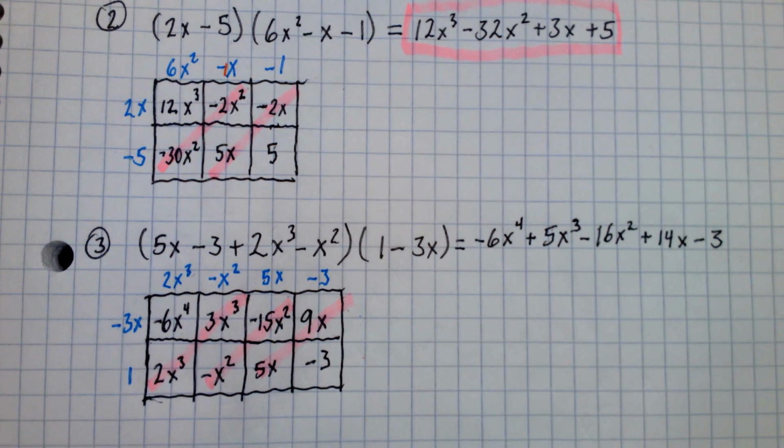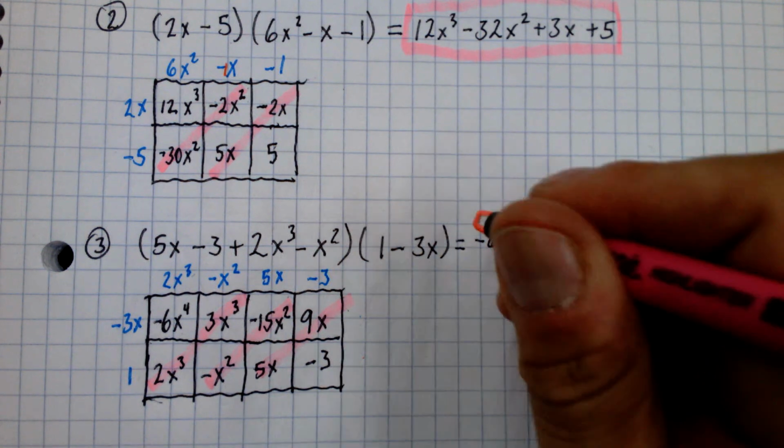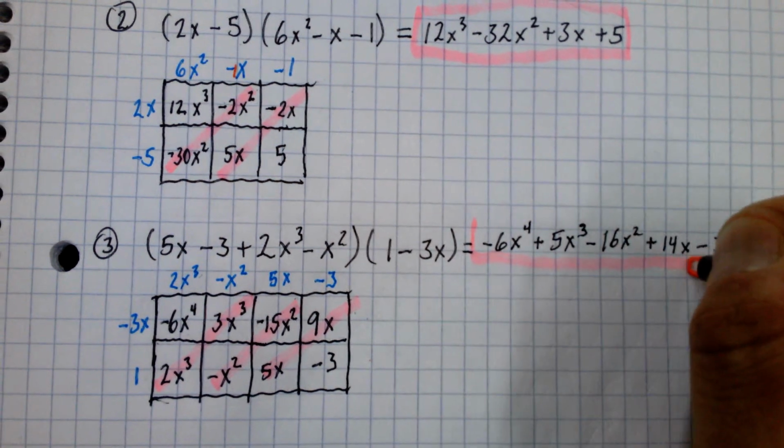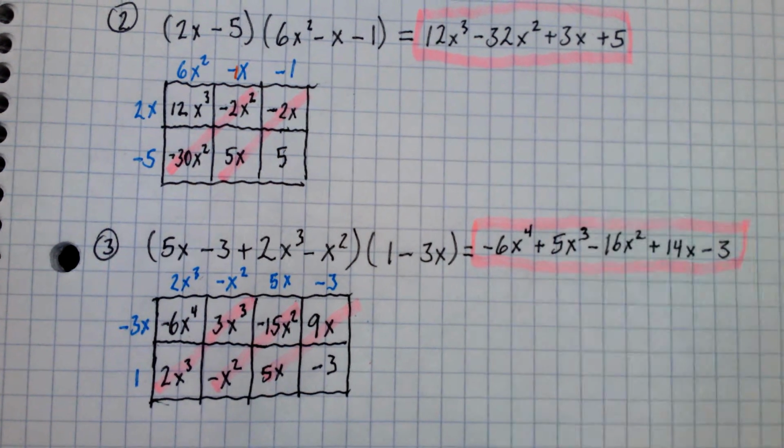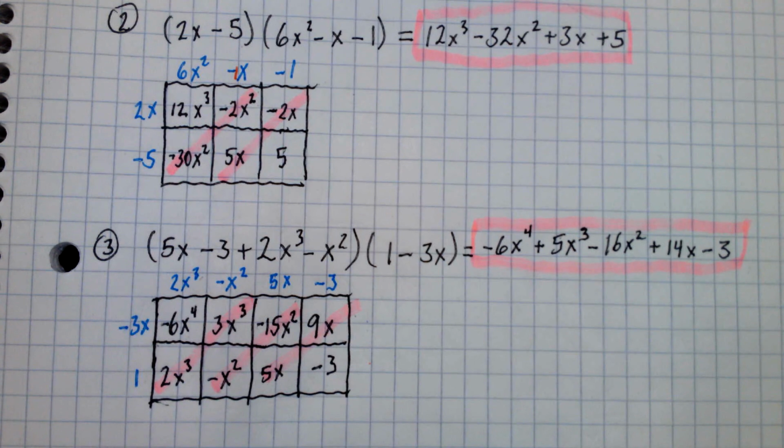So this gave us a 5-term polynomial. So with this box method, you can multiply any type of polynomial you have. All right. So this is what we're going to do today on delta.